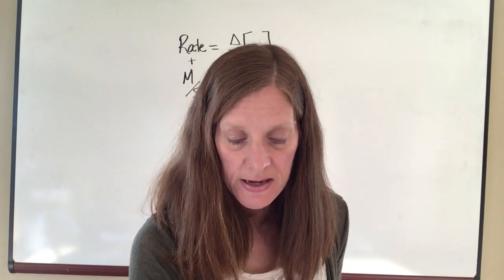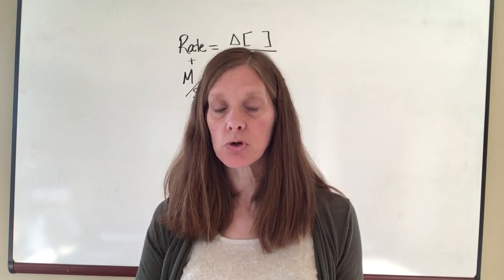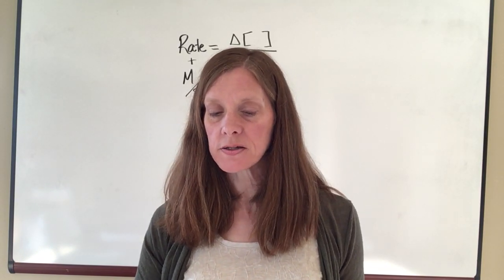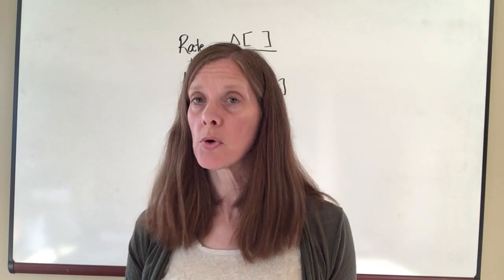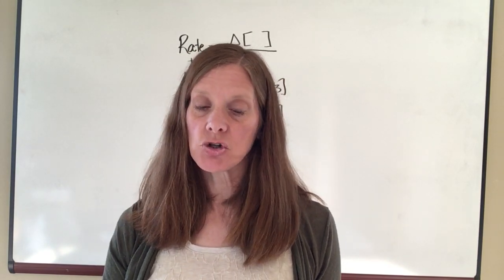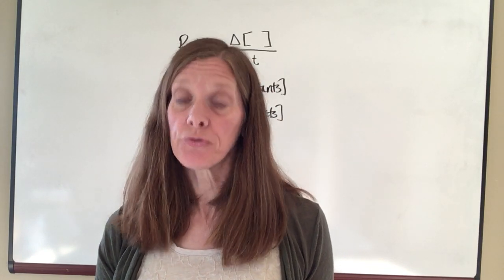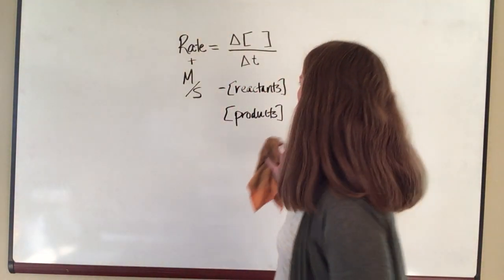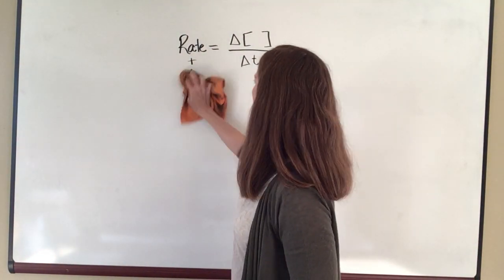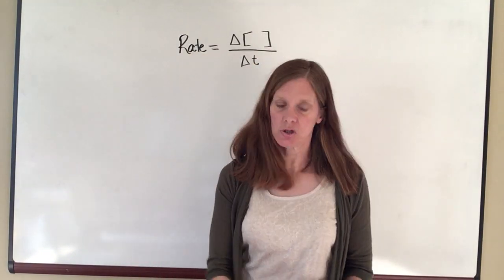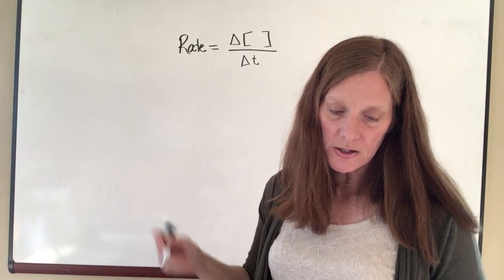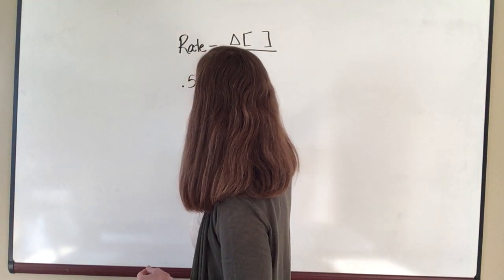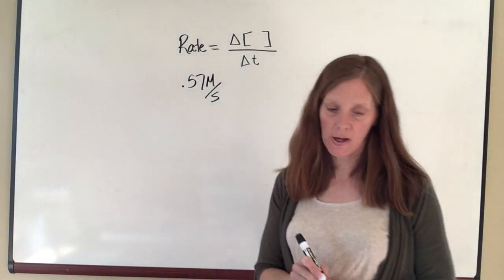In a kinetics study, the rate of a chemical reaction is 0.5 molarity per second. The concentration of a product at t equals 2 seconds was 1.6 molar. The next concentration recorded was 3.7 molar, but the student forgot to record the time. What should it have been? Okay, so we're going to use our reaction rate definition here. And we already know that the rate of reaction was 0.57 molarity per second, okay?